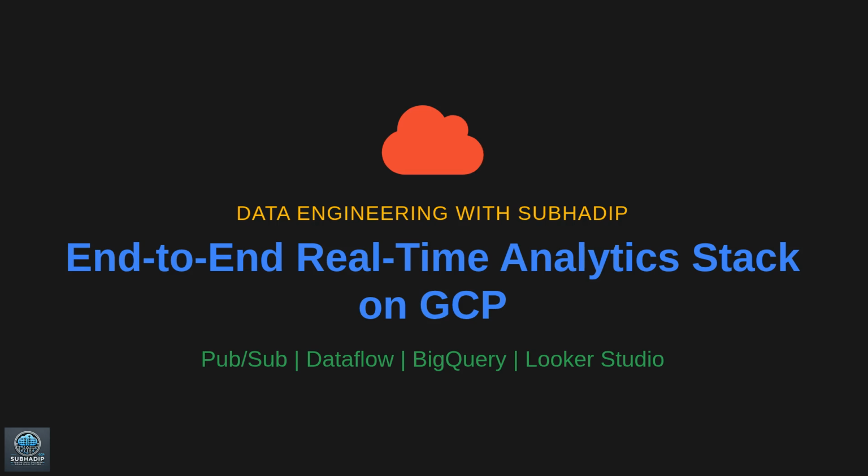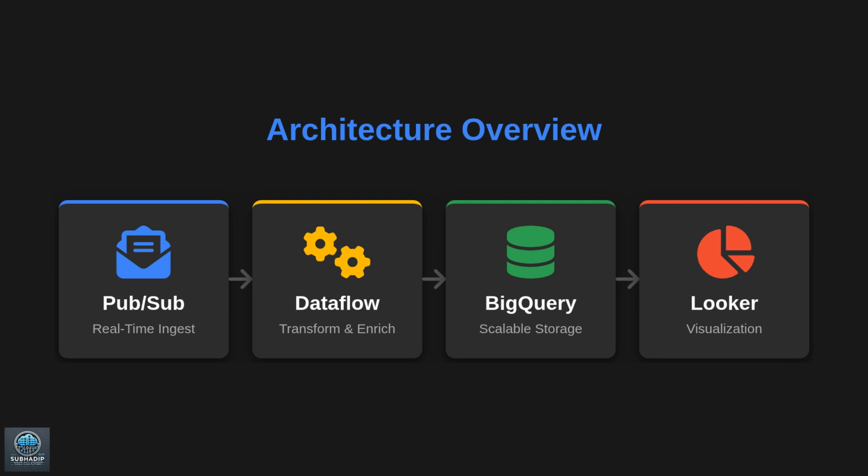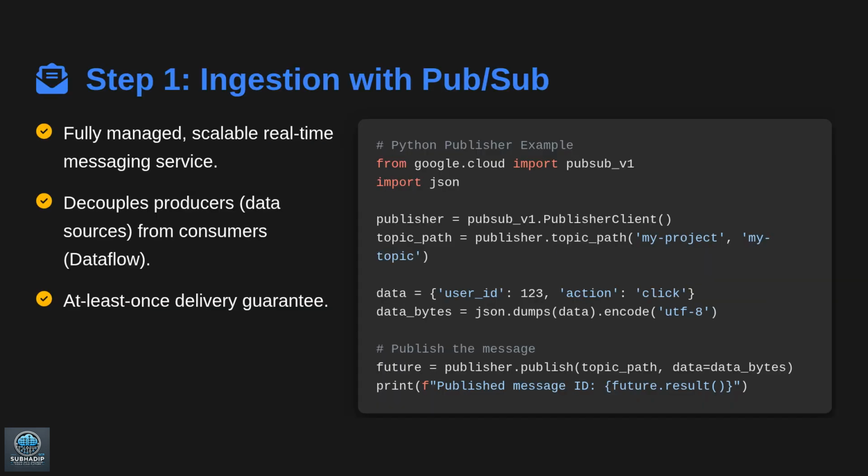Today we are going to architect and build a complete end-to-end real-time analytics system on Google Cloud Platform. Let us look at the architecture. We will use PubSub for ingesting real-time streaming data, Dataflow for data transformation, BigQuery for scalable storage, and Looker Studio for creating interactive dashboards. Step 1 is ingestion using PubSub.